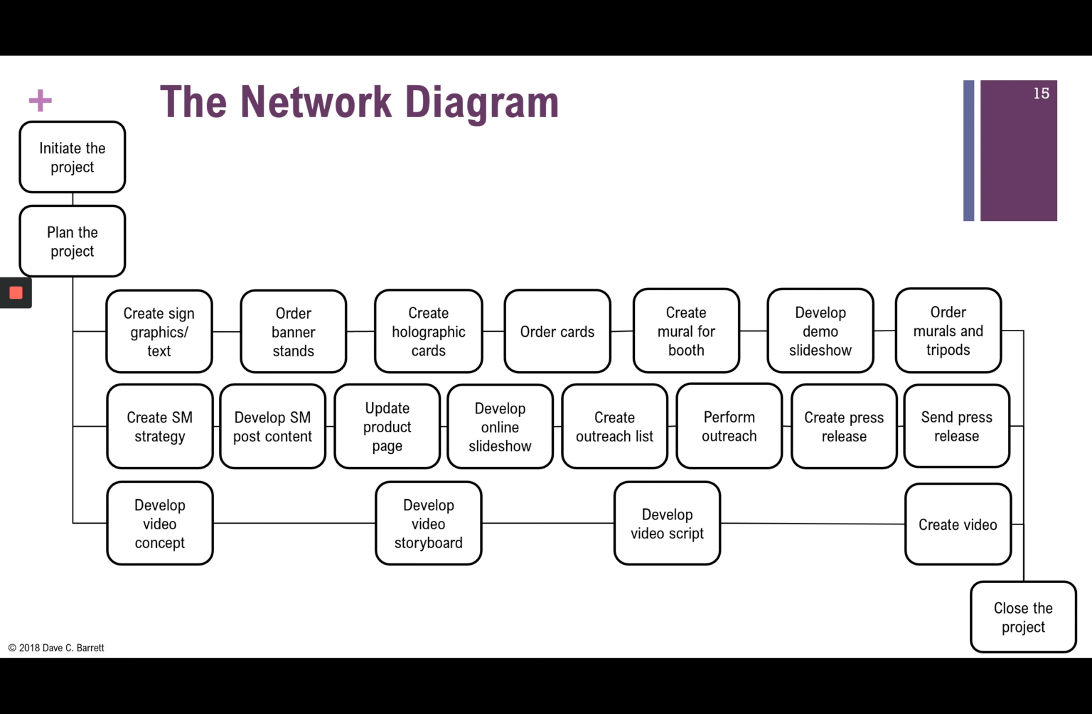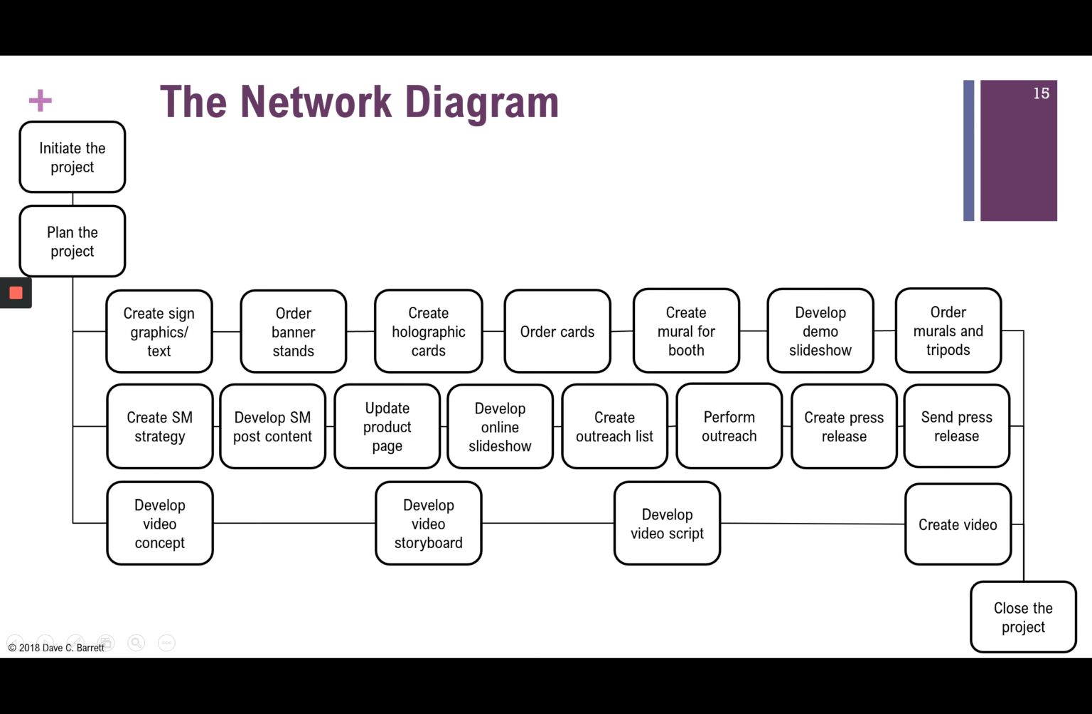And you can see it starts on the left side. So it starts over here with initiate the project, then plan the project. And then we see there are three paths that occur. The first one starts with create sign graphics, text, and then we order the banner stands and so on. So each of these activities occur in sequence. Then, at the same time as this one, create social media strategy can start, and we can see all those dependencies. And then at the same time as those two, develop video concept can occur.